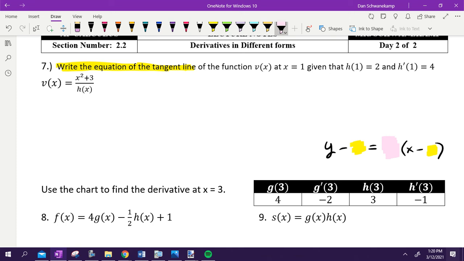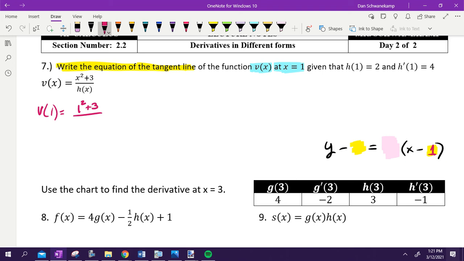So what number can I plug in right away? My x value. We know that we are trying to write the equation for v of x at x equals 1. So right here we can just put the number 1, x minus 1. What would be the next easiest thing to find? The y value. So I'd take the 1, I would plug it in. Find v of 1. Go ahead and do that real quick. Then show me with your fingers what you got. Here we go. We're plugging in. So it is 1 squared plus 3 all over h of x.